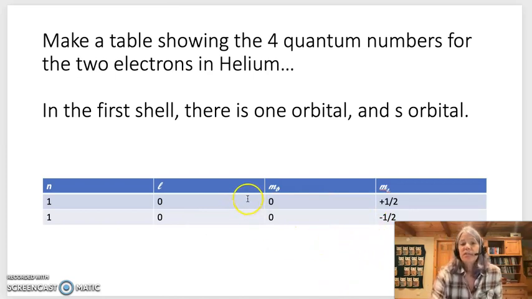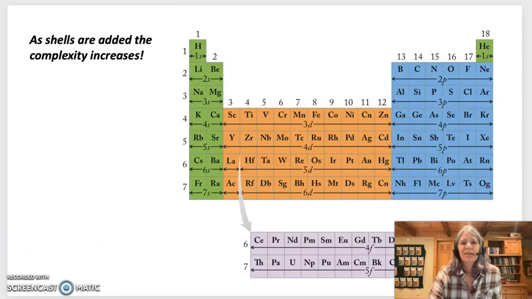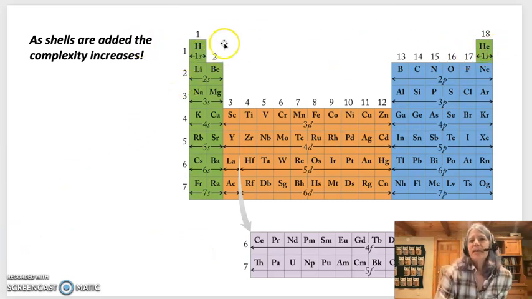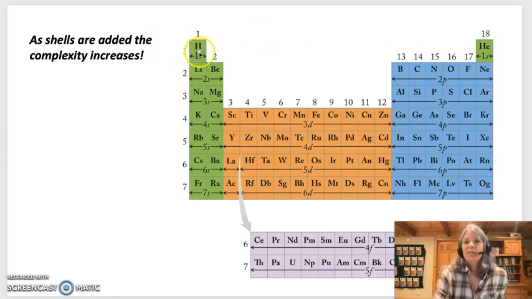And so these are the 2 electrons that are in helium: one that's in hydrogen and another one added to it. And so that's the simplest one. There's one shell, there's one kind of subshell, there's one orbital, and there's 2 electrons. Those 2 electrons correspond to the 1 electron in hydrogen, and then there's 2 electrons in helium.